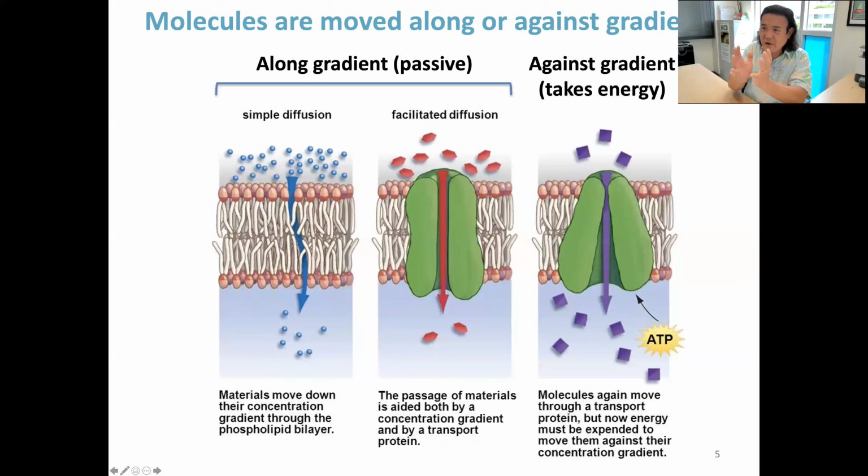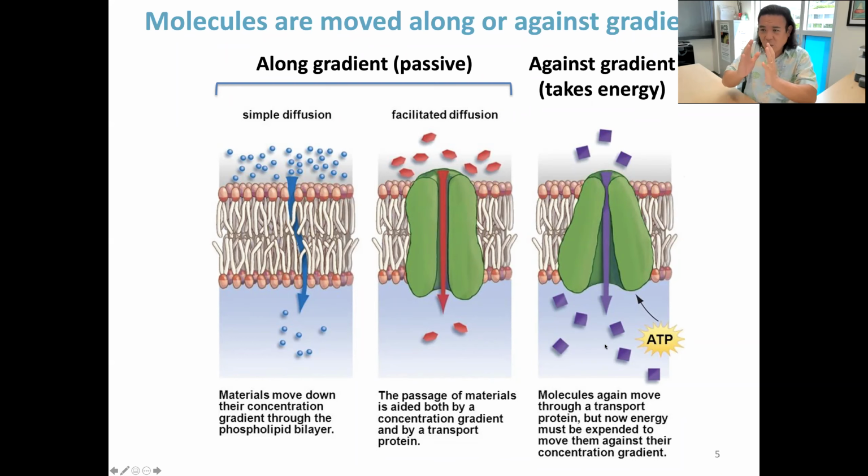It actually has to actively participate in moving these things through. So the way it's drawn here, imagine if this purple square binds on this side. This protein, the big green blob, has to actually change its shape to sort of force the purple square out the other side.